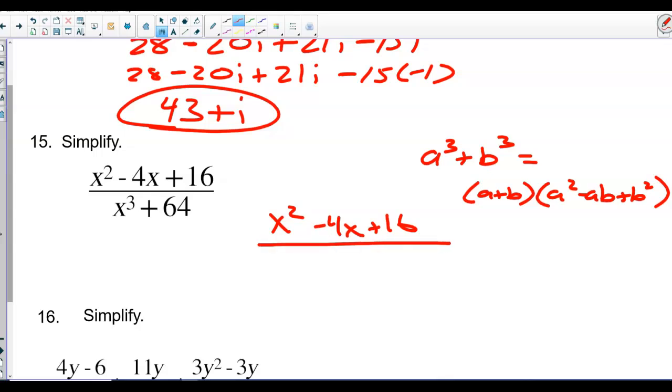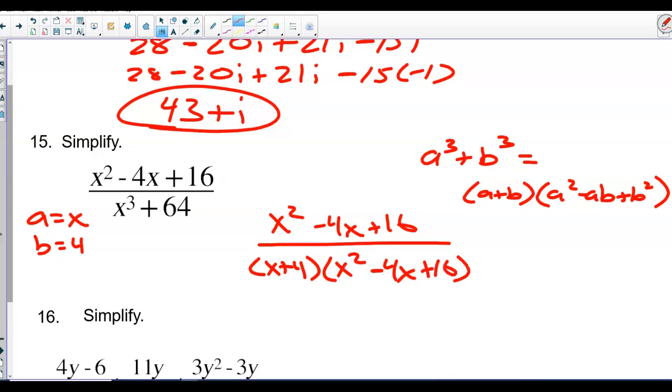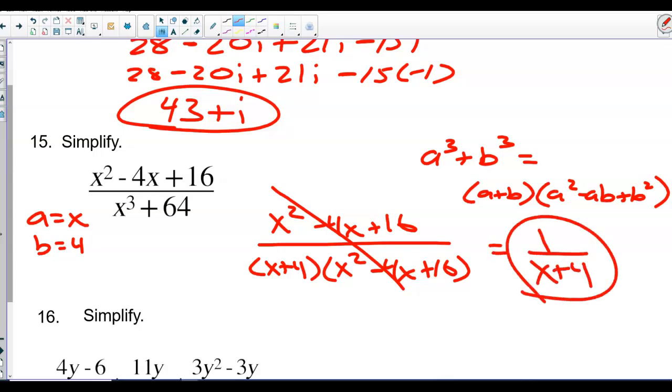On the bottom, my a is x and my b is 4. This becomes x plus 4 times x squared minus 4x, the 4 squared, plus 16. The top cancels, and you're left with 1 over x plus 4. All right, you will have to know how to factor sum and difference of two cubes.